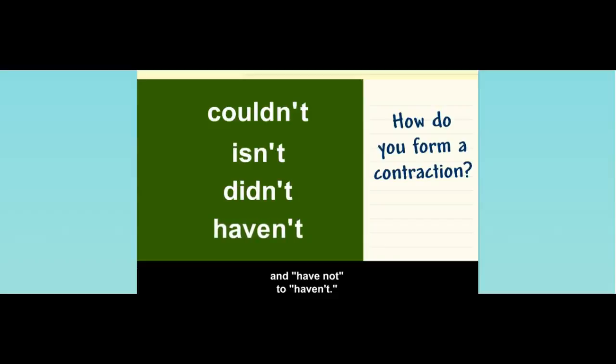Now look at what she just did to form the not contractions. She took the words could not and made, right, couldn't. Then she took is not and made, isn't. Then she took did not and made, didn't. Then she took have not and made, haven't. Now, what letter went missing on each one? You're right, the letter O.